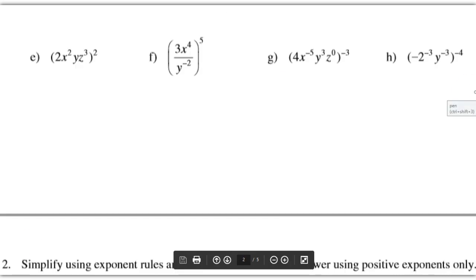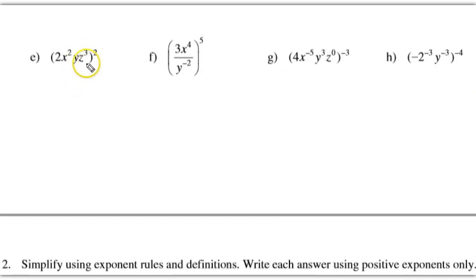Now, here a couple of things are going on, so we're going to do it carefully. Now remember, the 2 has an exponent of a 1 there. So 1 times 2 is 2, so this becomes 2 to the 2nd power, which is 4. X, 2 times 2 is 4. There's a 1 there, so this will be y to the 2nd, z to the 6th.